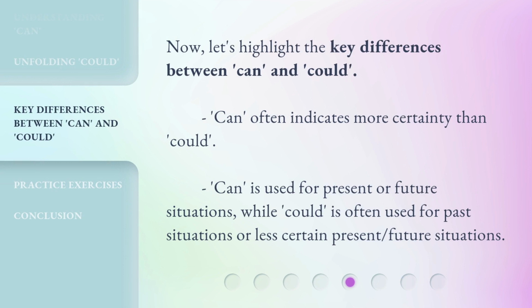Now, let's highlight the key differences between can and could. Can often indicates more certainty than could. Can is used for present or future situations, while could is often used for past situations or less certain present or future situations.